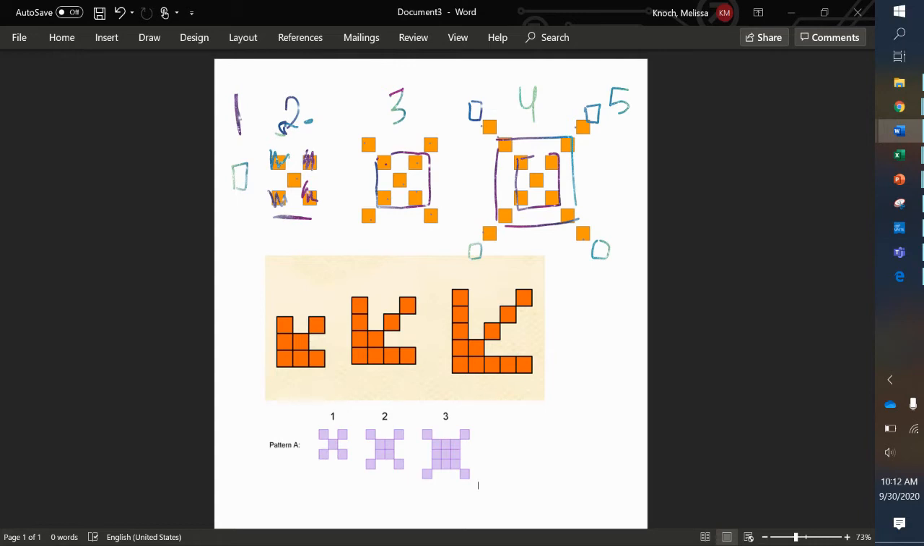Okay, let's do another one. Let's say that this one is figure 2, figure 3, and figure 4. Okay, and I want to find figure 1 and figure 5. So first of all, let's figure out what we're adding. So we're starting at figure 2, and it looks like I've added 1 here, 1 here, and 1 here. So take a moment, pause the video. Do you agree with me?